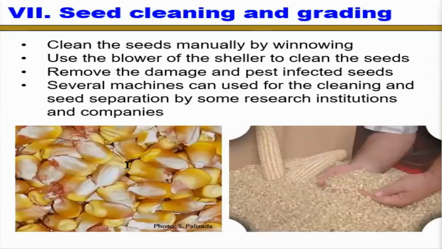Remove the damaged, pest-infected seeds. Several machines are used for cleaning and seed preparation by some research institutions and companies. Okay? And after this, it is very important to remove the impurities. Okay? The next is the seed treatment. We can use the FPA-recommended insecticide and fungicide to control seed pests.